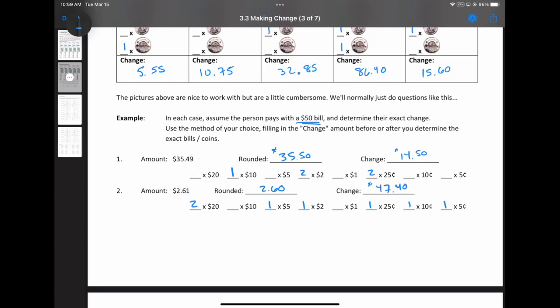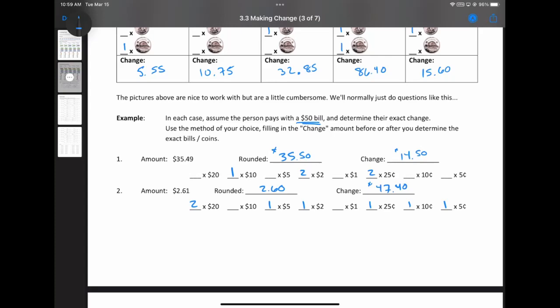So you'll notice the way that we wrote number 1 and 2 is identical. We have all the same categories. We have the same rounded amount, the change amount, all of the different currency amounts. So I can't tell from your answer whether you used method 1 or method 2. And like I said, I really don't care as long as you're getting it right and you're giving the smallest number of bills and coins possible.